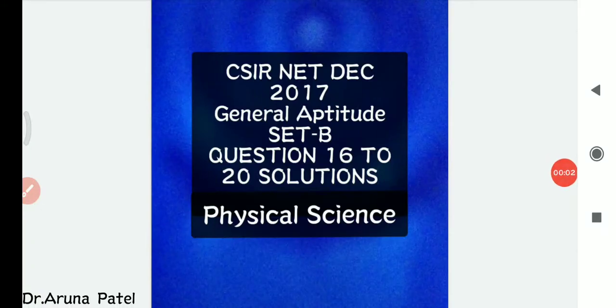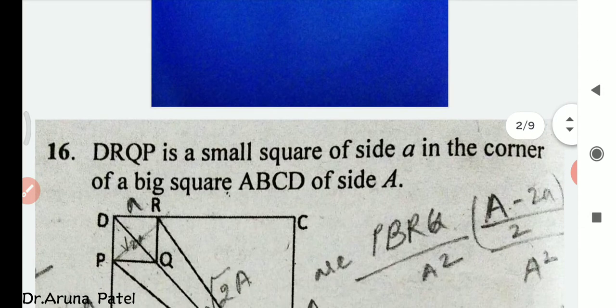Hello everyone. Today we are going to discuss the December 2017 paper. This one is the general aptitude section of set B, and questions number 16 to 20 are in the solution. So let's see the first question.